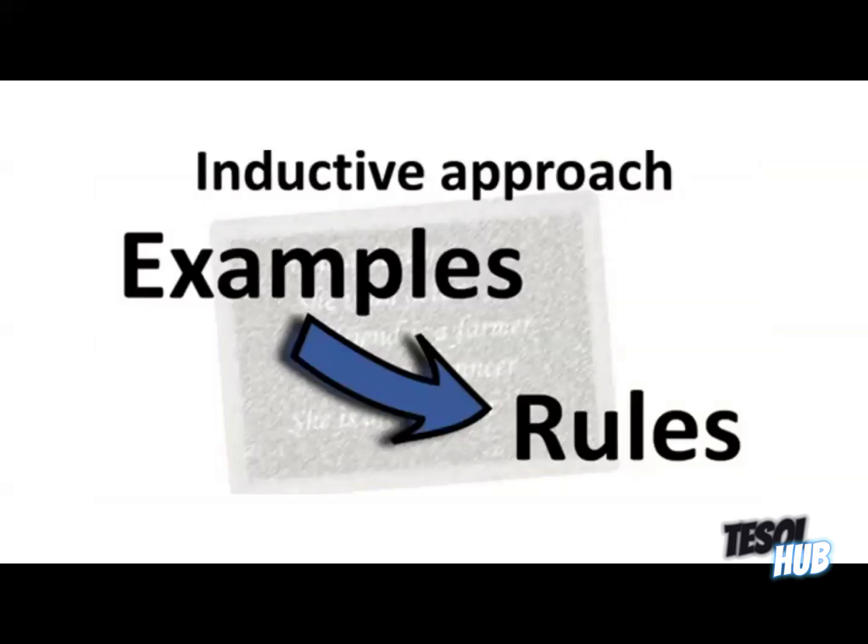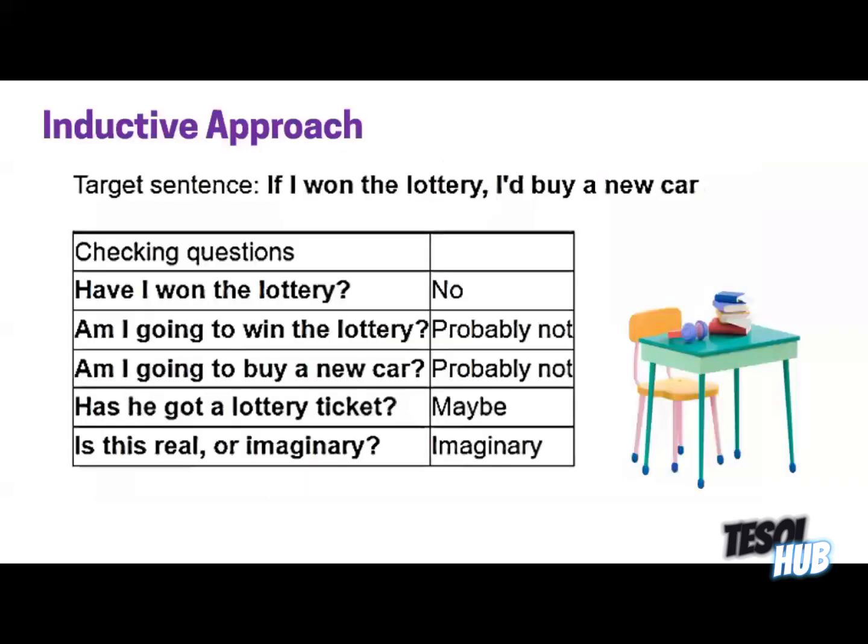If we go to the inductive approach, it means that we give students examples, then we go to the rules. How come? Look at this example. The target sentence here: if I won the lottery, I'd buy a new car. So if you look at the sentence here, you will give the student the target sentence and you will start asking them concept checking questions.